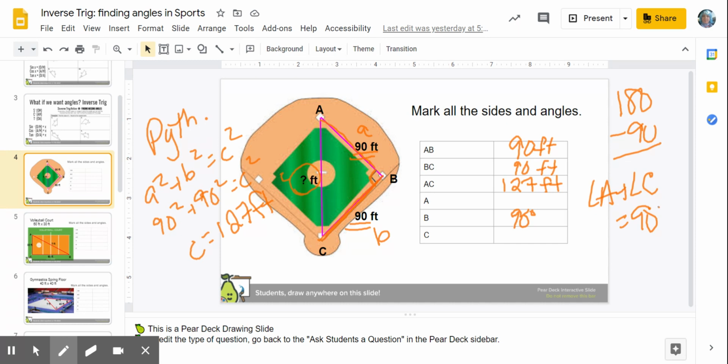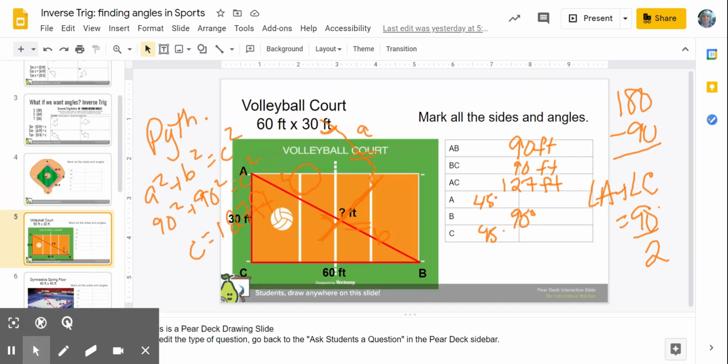Because the two sides are equal, these two angles are also going to be equal, right? So if I divide by 2, what do I get for angle A and angle C? 45. Because a baseball diamond is a square, right? So it's two isosceles triangles.